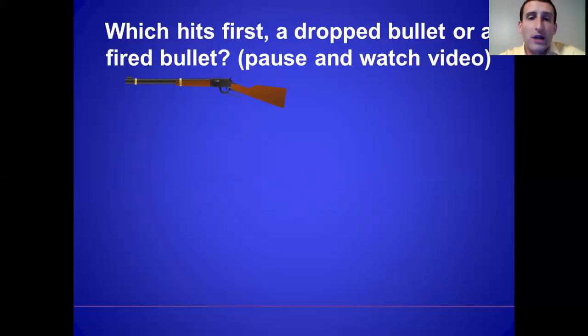But I want you to go watch the experiment they do where they fire a gun horizontally and they drop a bullet. And using their high-speed camera, they show you what happens in terms of which one hits the ground first. And people have different ideas about which one should hit the ground first. But go and watch the video and you'll see which one hits the ground first, and then come back and continue here.